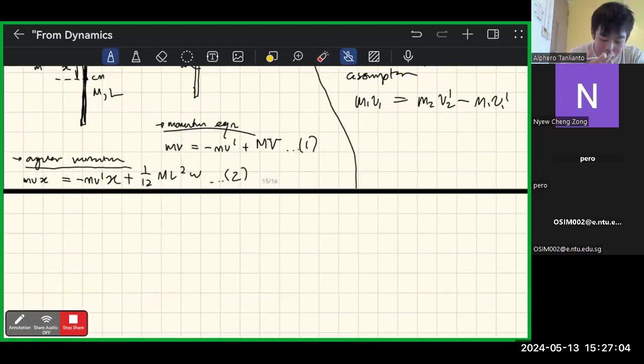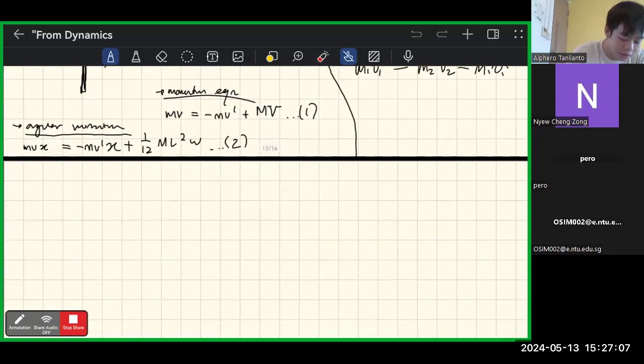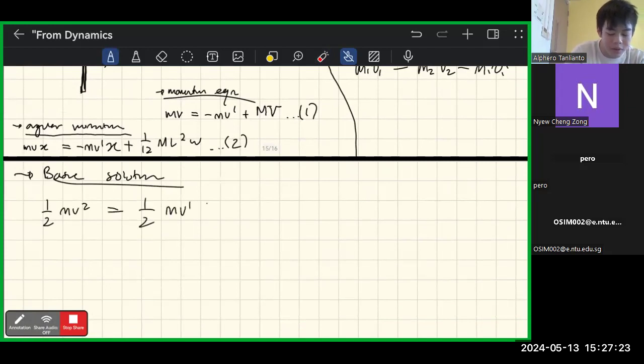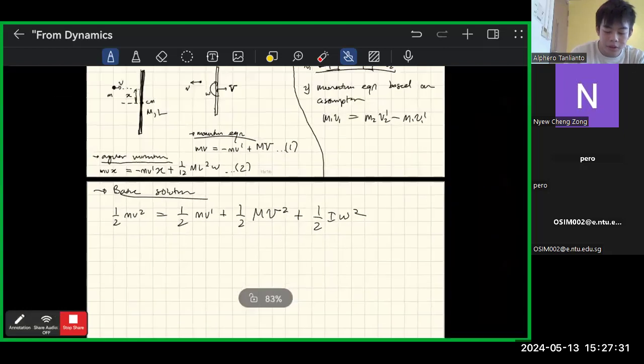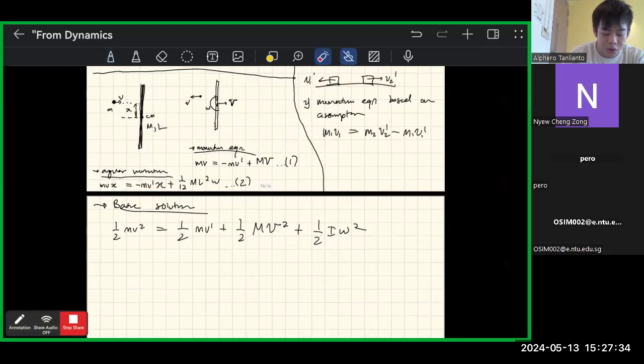And the solution of these questions, the basic solution will just tell you to use energy, which is a hassle. It's half mv squared equals half mv prime squared added by half big M V squared added by half of I omega squared. Because for the rod, it has both the translational kinetic energy and rotational kinetic energy.